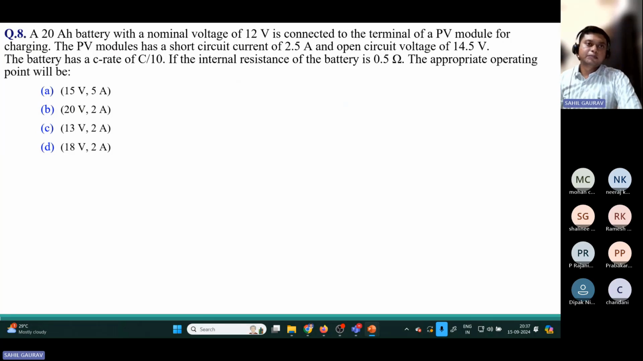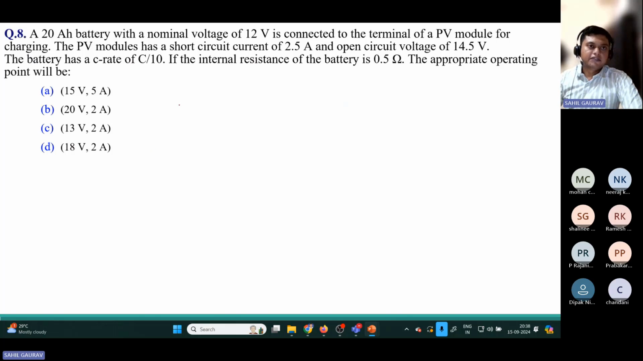PV module for charging. The PV module has short circuit current 2.5 ampere and open circuit voltage of 14.5 volt. The battery has C rate of C by 10. If the internal resistance of the battery is 0.5 ohm, the appropriate operating point will be. So it is quite simple problem.